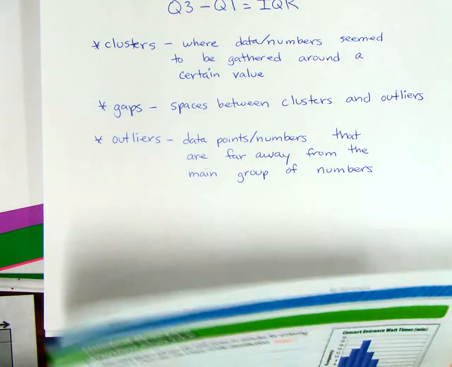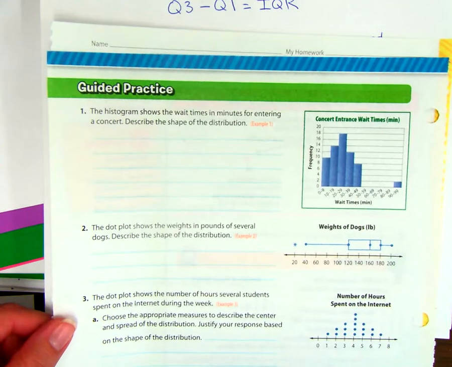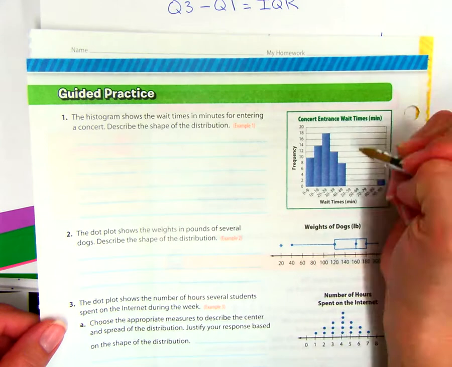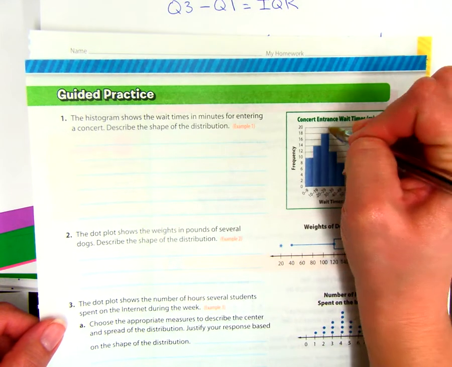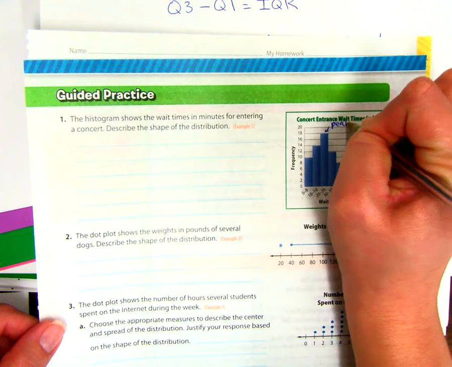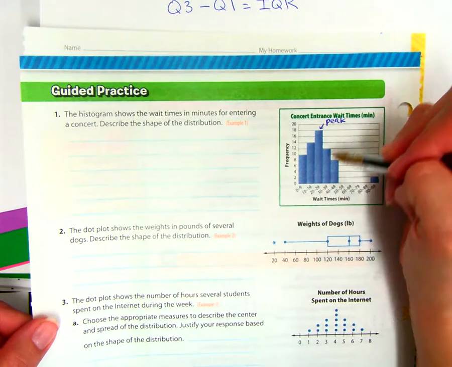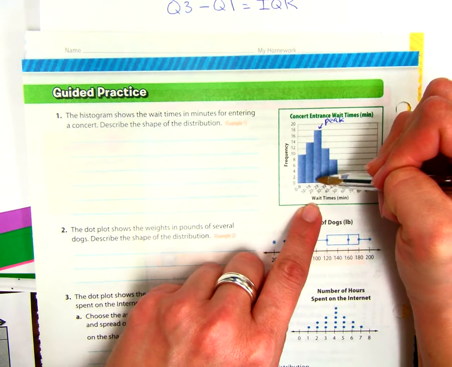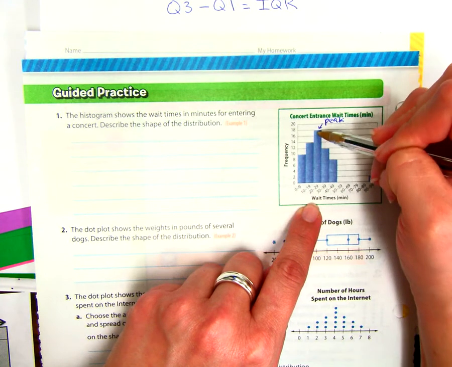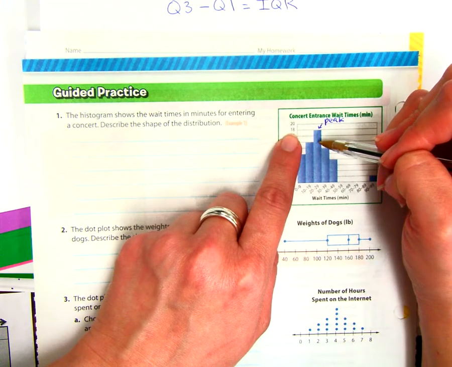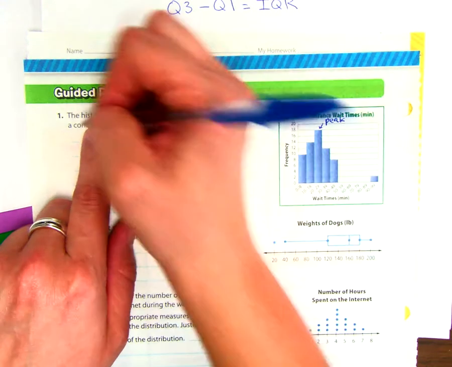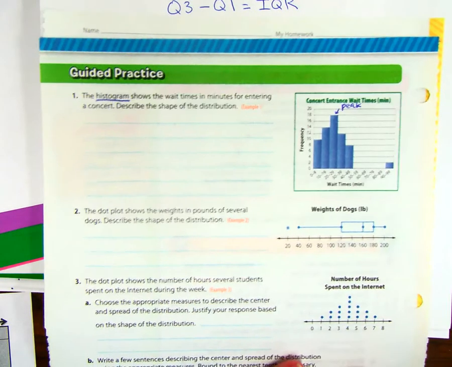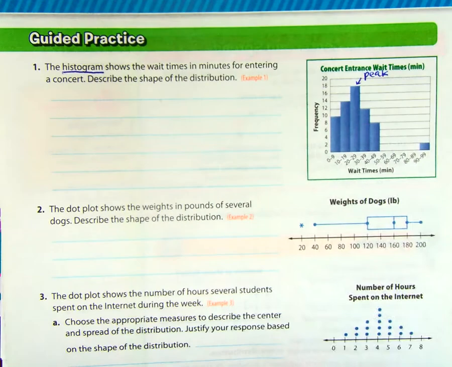So let's just look real quick and answer a couple of summative pieces. We're just going to talk about it, and you can write it down if you want, but let's see what we know. Right here, this is the peak. That's your highest point. Now, it doesn't mean the highest point in value. It just means that in wait times between 20 and 29 minutes, that's where most people are waiting, and the frequency is 18. This histogram, and we know it's a histogram because it's showing intervals, like a special kind of bar graph, shows the wait times in minutes for entering a concert.